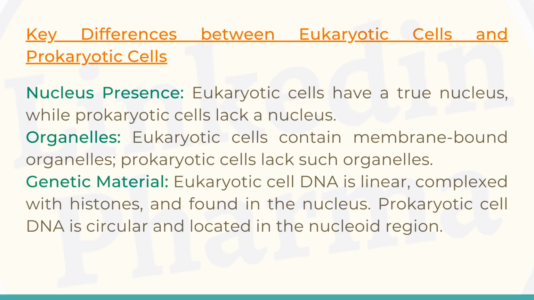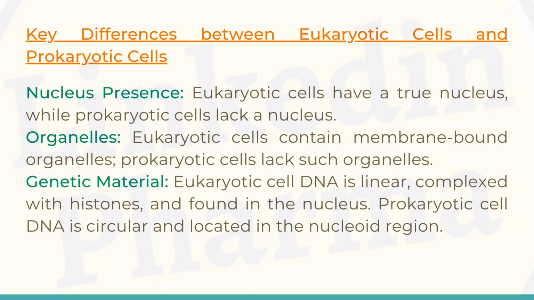Key differences between eukaryotic cells and prokaryotic cells. Nucleus presence. Eukaryotic cells have a true nucleus, while prokaryotic cells lack a nucleus. Organelles. Eukaryotic cells contain membrane-bound organelles, prokaryotic cells lack such organelles. Genetic material. Eukaryotic cell DNA is linear, complexed with histones, and found in the nucleus.